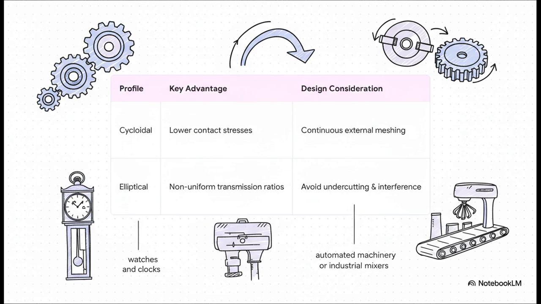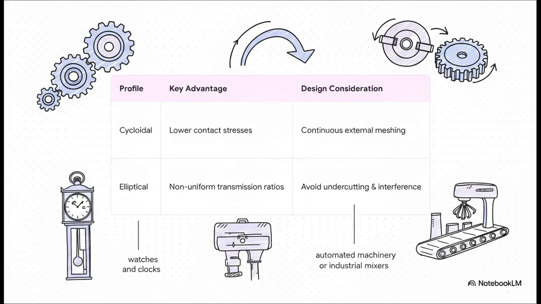Let's look at a couple. Cycloidal gears, for instance, have this really unique surface curvature. And what that does, according to research from Zavialov, is it leads to lower contact stress. That's why they're absolutely perfect for tiny, delicate machines like watches and clocks.